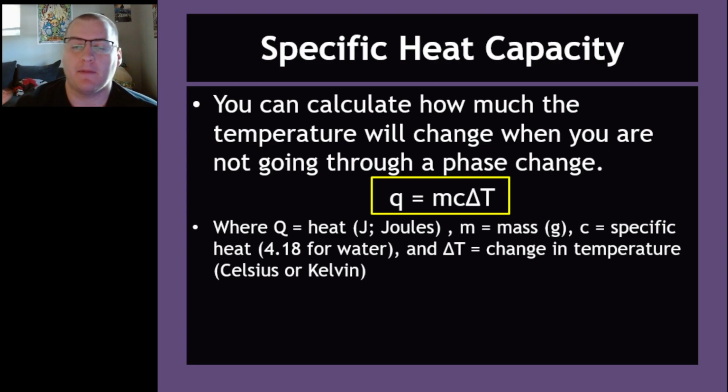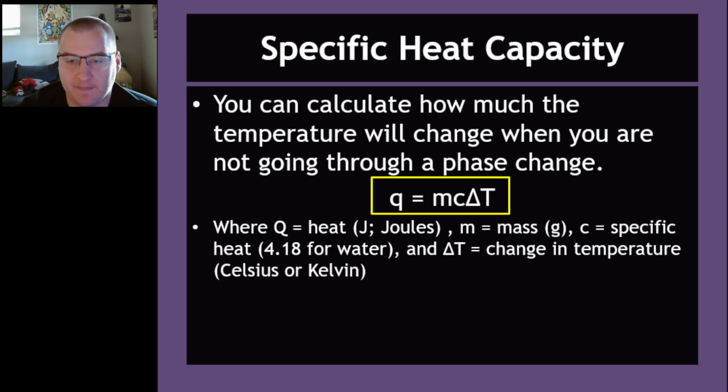Doesn't matter. Okay. Specific heat capacity. You can calculate how much the temperature will change when you're not going through a phase change. We'll come to a phase change in a second. Phase change is like boiling or melting. So this is if we're not boiling or melting or freezing or condensing, I can calculate exactly how much heat I'll need to change the temperature or vice versa.